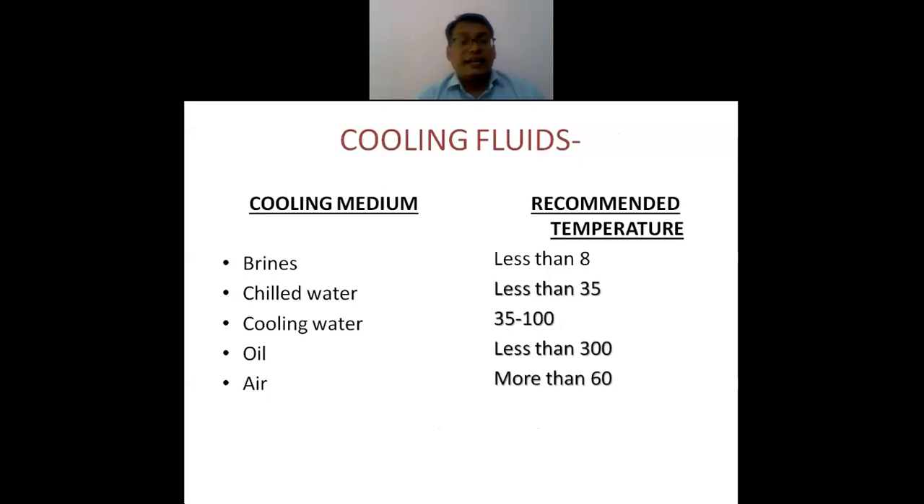Then cooling fluids. Brine is used below 8 degrees Celsius, chilled water below 35 degrees Celsius, cooling water between 35 and 100 degrees Celsius. Then sometimes oils can be used at a higher temperature, and air can be used at temperatures more than 60 degrees Celsius. So these are the cooling fluids. They are also important: brine, chilled water, cooling water, oil and air. All these are the cooling media.